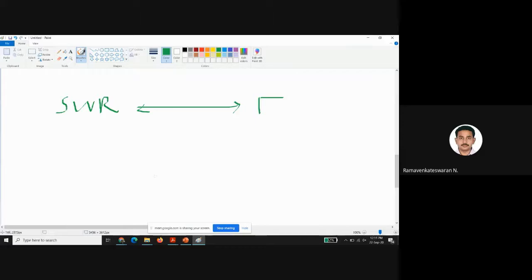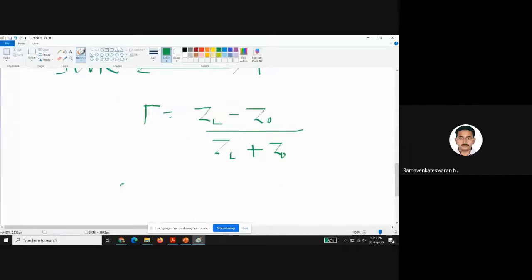The gamma is nothing but the reflection coefficient, which we know is ZL minus Z0 over ZL plus Z0. The standing wave ratio we will introduce shortly with a more conceptual understanding of what the standing wave is. But the relation between these two is 1 plus mod gamma divided by 1 minus mod gamma.